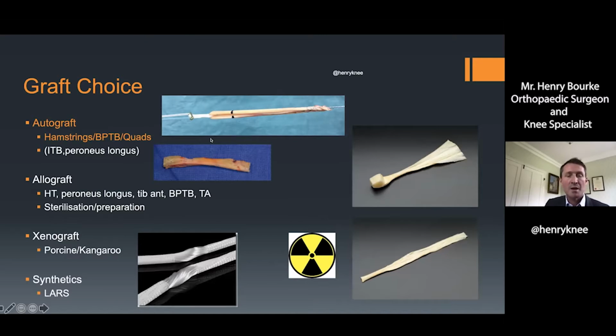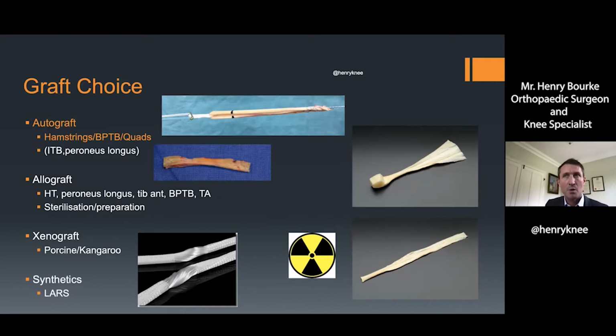And here at the top of the screen are the two main types of autograft used here in the United Kingdom, one of which is the hamstring tendons and the other is the central third of the patella tendon. So this is tissue from the patient, goes back into the patient to make the new ACL.